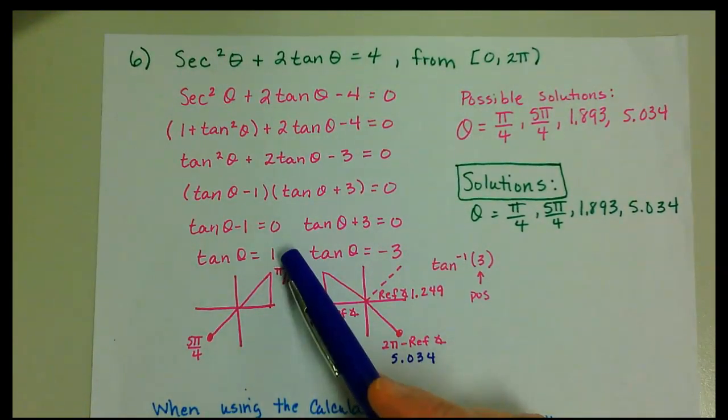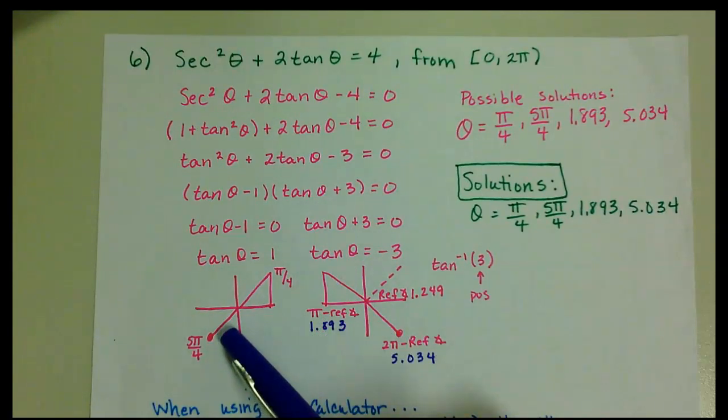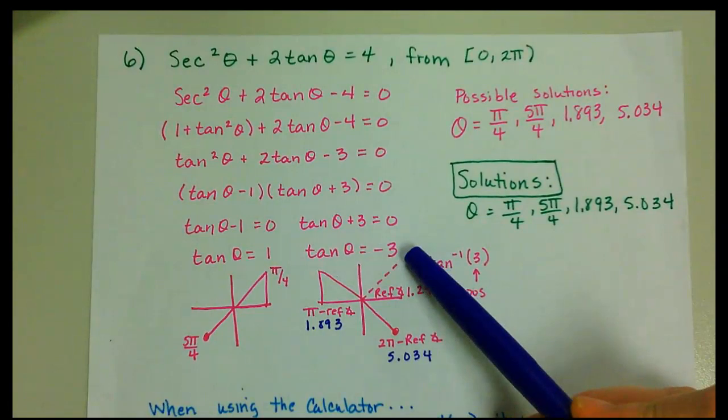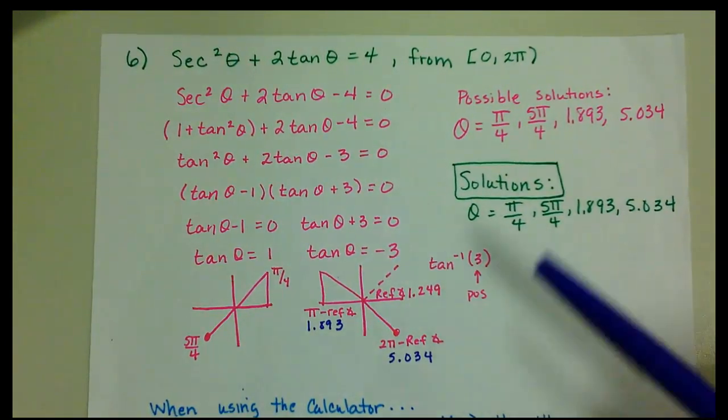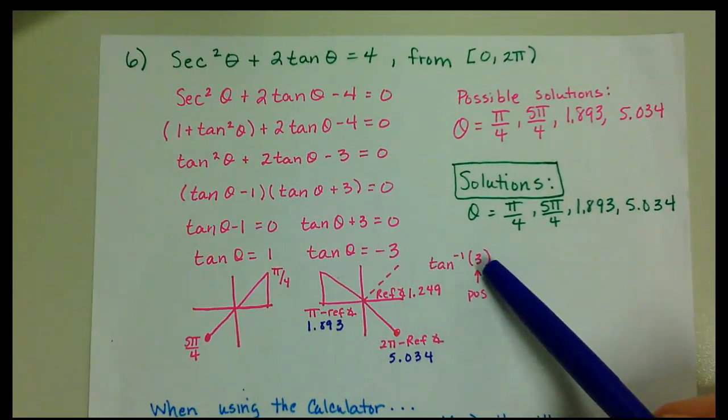We know that 1 means it's a pi over 4. So this is pi over 4. This is 5 pi over 4. The second factor is negative 3. Tangent of theta equals negative 3. And we know that negative 3 isn't something that we're going to have on our unit circle. So this is where the calculator comes in. So I do tangent to the negative 1 of 3.